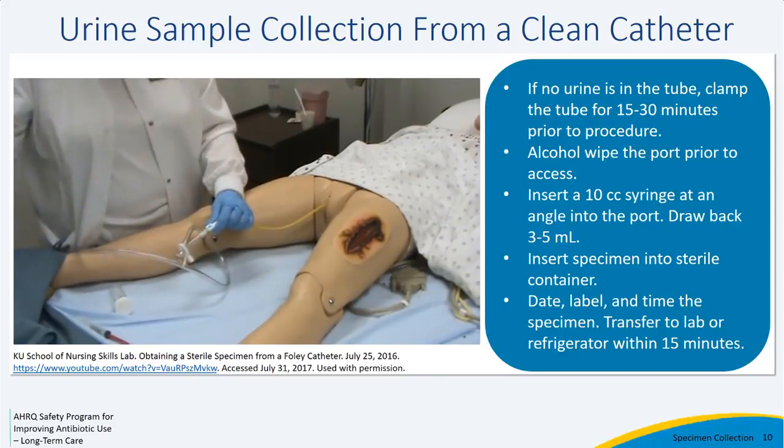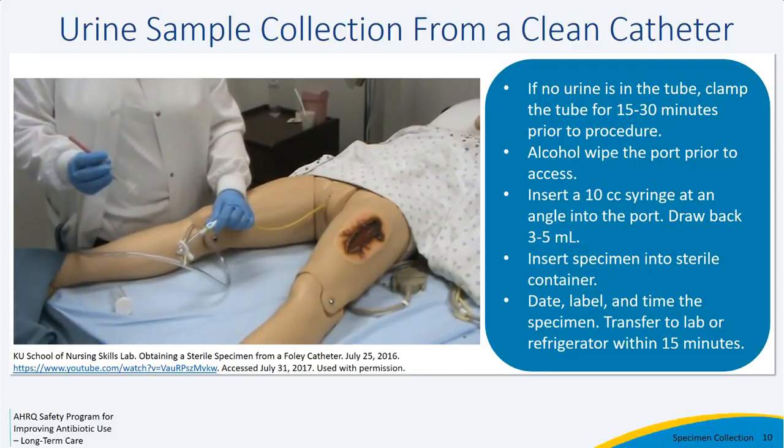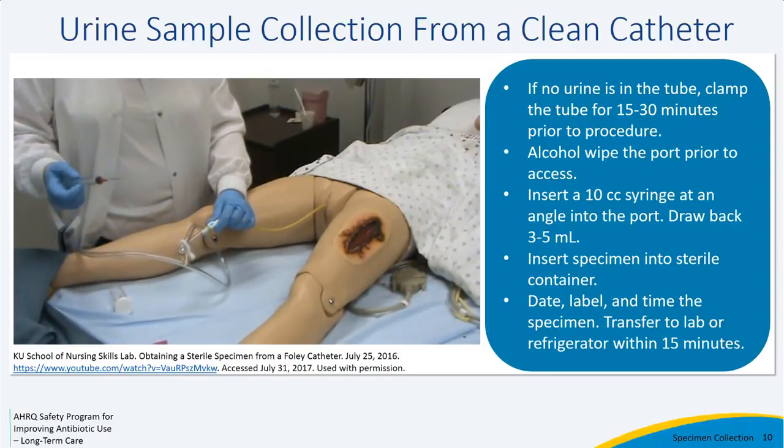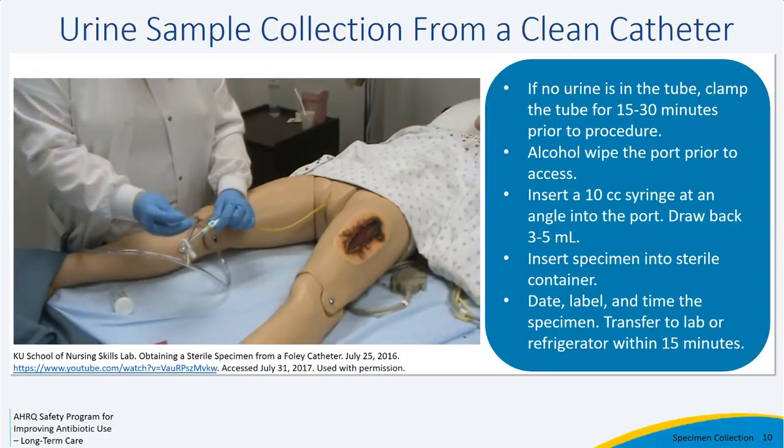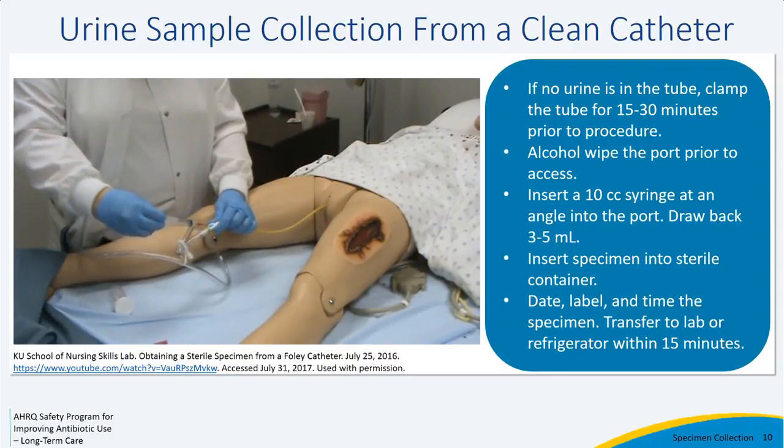Circular motions. Let it air dry for a minute. Take a 10 cc syringe with a 25 gauge needle on it. I'm using a larger needle at this point so you can visualize it, but you need to insert it at an angle. Once you get it in at an angle, draw back the desired amount. Usually it is 3 to 5 mils.